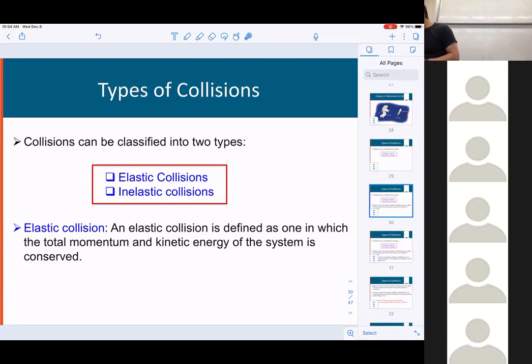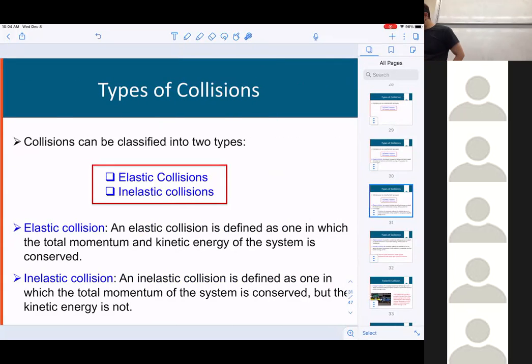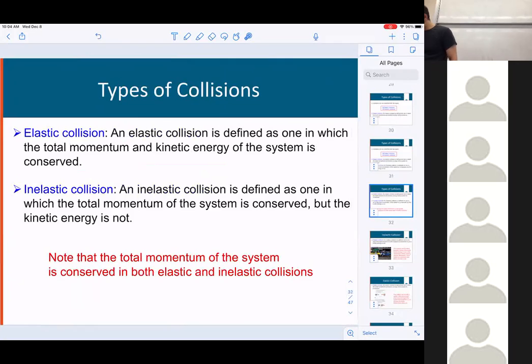So in elastic collisions, the total momentum and the total kinetic energy of the system are conserved, whereas in inelastic collisions, only the total momentum is conserved, but the total kinetic energy of the system is not conserved. That is, right after the collision, if you add up the kinetic energies of all the particles, the sum will be less than the total kinetic energy that there was before the collision. And note that the total momentum of the system is conserved in both cases, but kinetic energy is only conserved in elastic and not in inelastic.